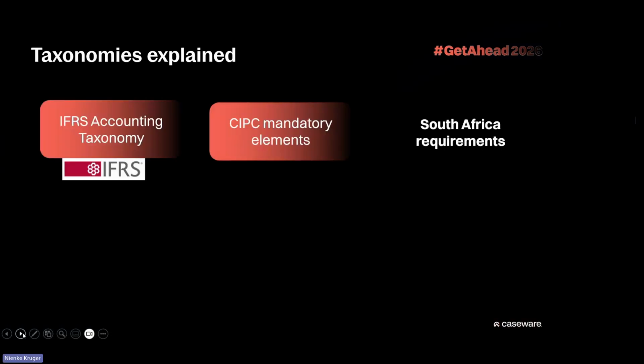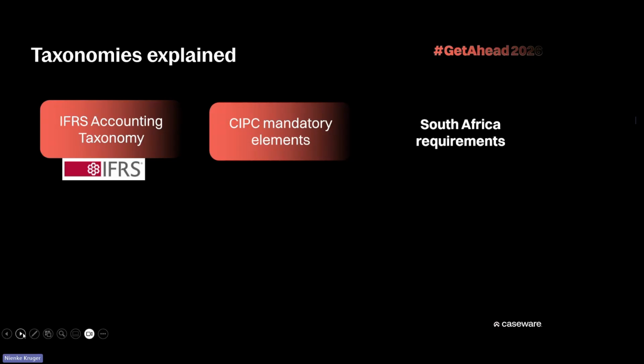So when I talk about taxonomies, we have the IFRS accounting taxonomy that gets issued by the IFRS board. So if there's a new standard that comes out, like now we have IFRS 18 that comes out, they will update the taxonomy for the new IFRS 18 content. Then SIPSI adds mandatory elements to that taxonomy. So they take the IFRS accounting taxonomy, they add their elements, and that then becomes the South African taxonomy.